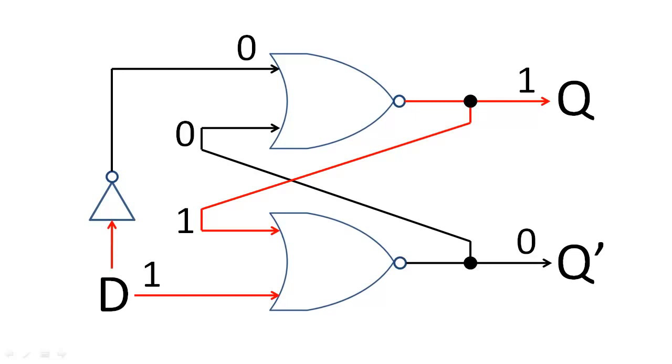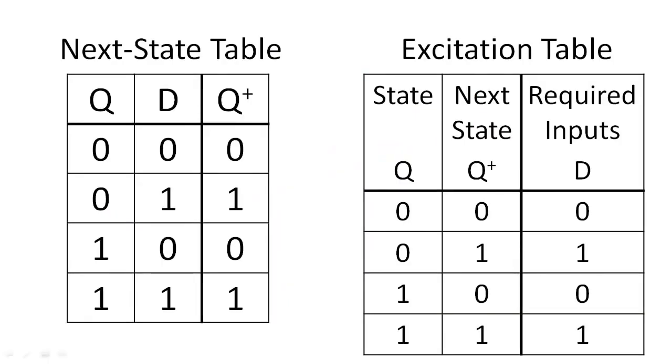We can describe the D latch's behavior with the same tables as before. Notice that the next state is always the same as the data input. Much simpler, huh?